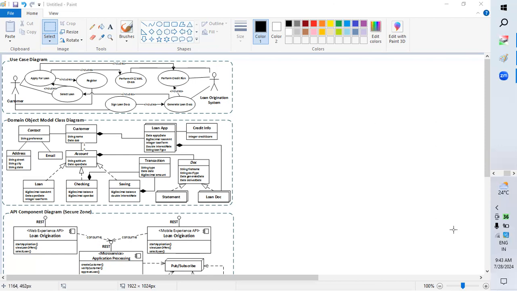So we discussed software architecture. There were many more things to be discussed, which I'm going to discuss in tomorrow's session.